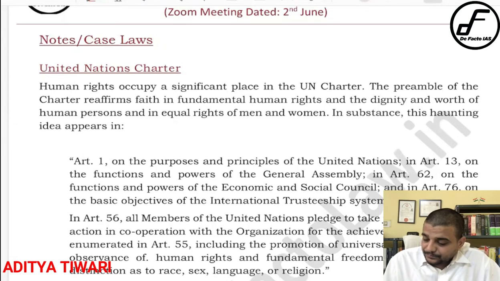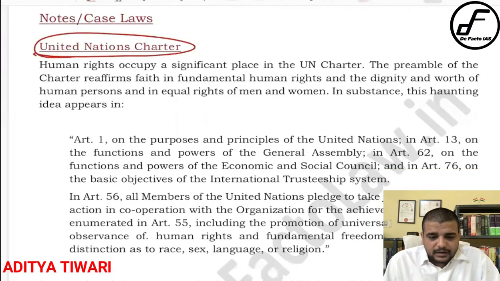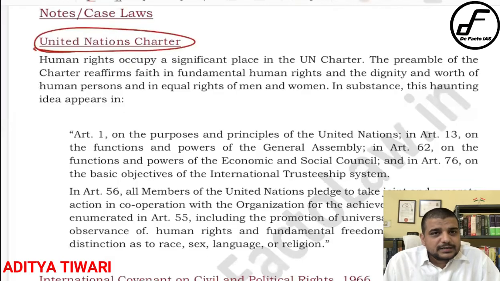Now let us come to the notes and case laws. What are the important notes, not the whole thing, but still. First is the United Nations Charter on human rights. The United Nations Charter is the most important one. Why? Because it is where human rights for the first time became a very important subject matter of international law.